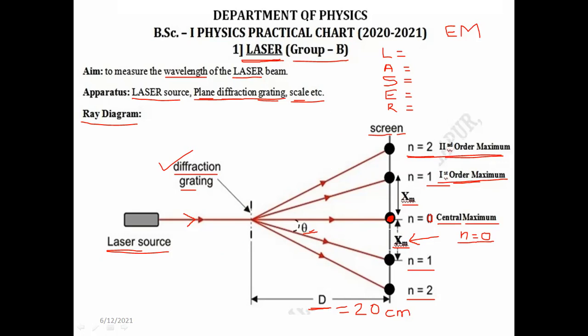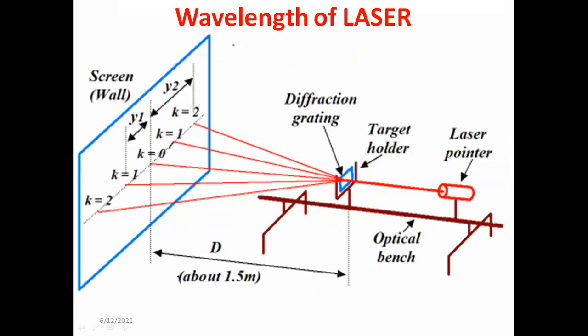In this experiment you have to find out the wavelength of the laser beam. This is a very simple experiment. With this arrangement and only two readings, we have a formula to find out the wavelength of the laser. So here is the actual three-dimensional experimental setup to determine the wavelength of the laser.